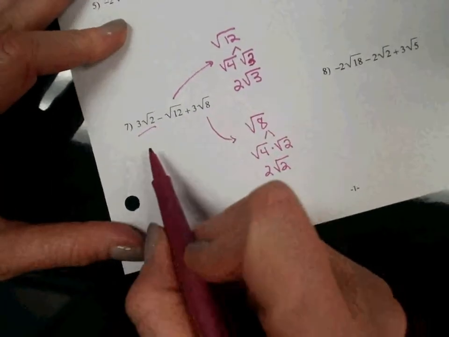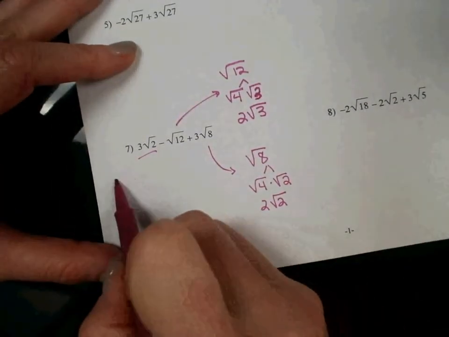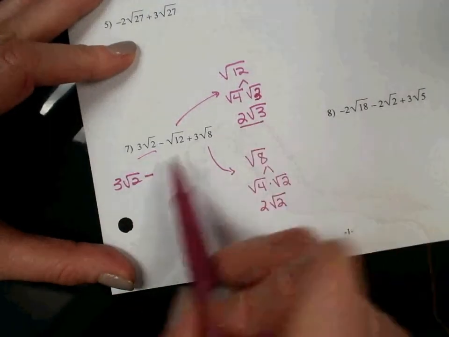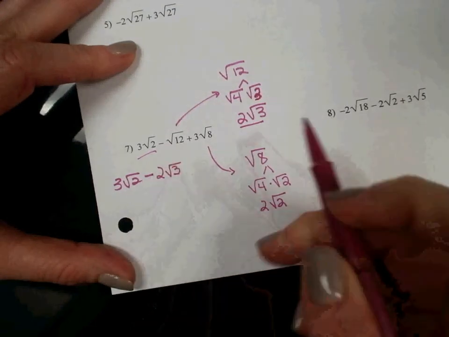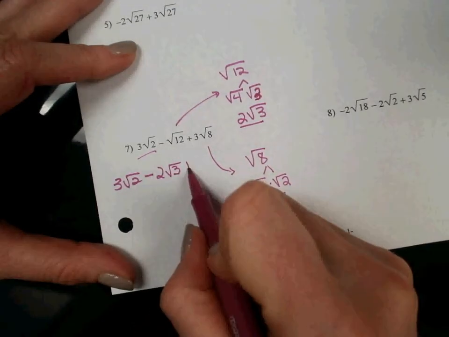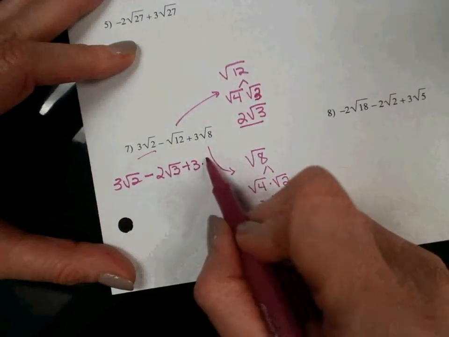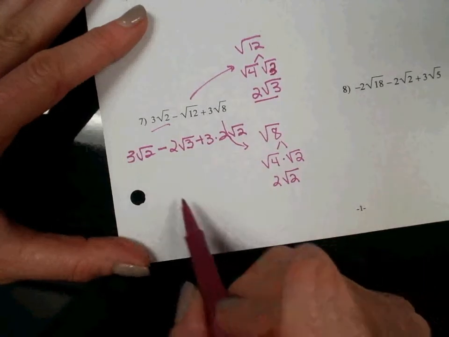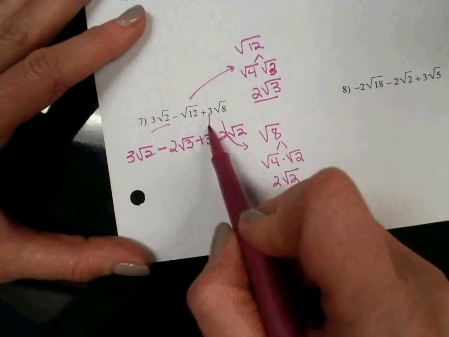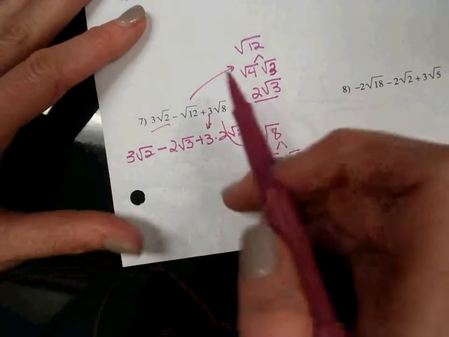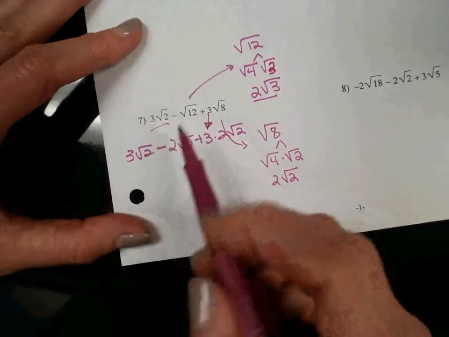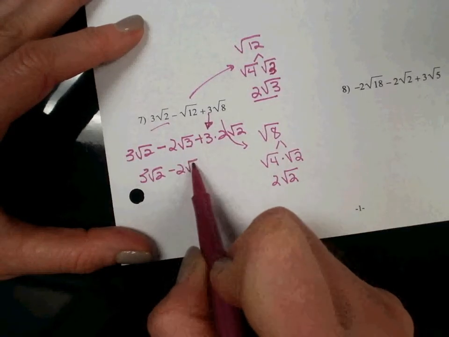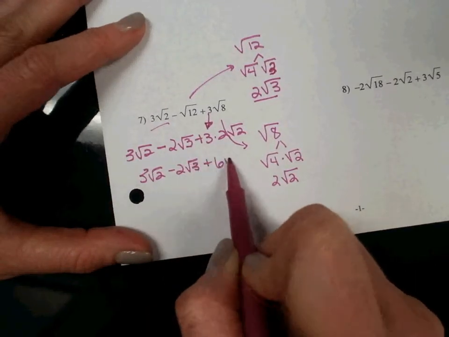Now I'm going to bring it back into the expression and simplify. So 3 radical 2 stays, minus radical 12 turned into 2 radical 3, and then plus 3 times 2 radical 2. Wait, where did the 3 times? Oh. I know it's easy to forget those coefficients. Don't forget. So then that becomes 3 radical 2 minus 2 radical 3 plus 6 radical 2.